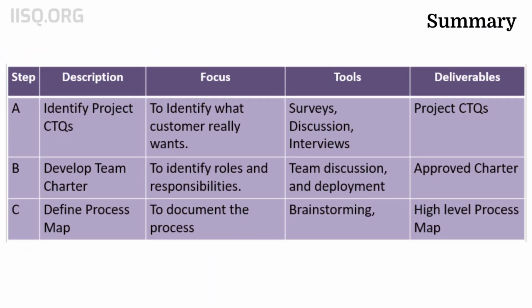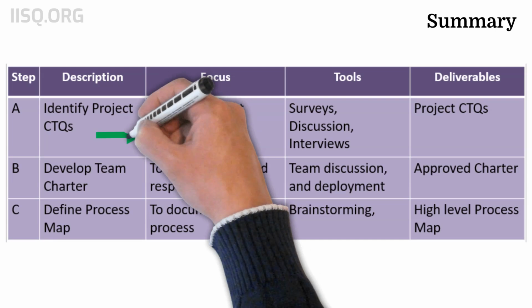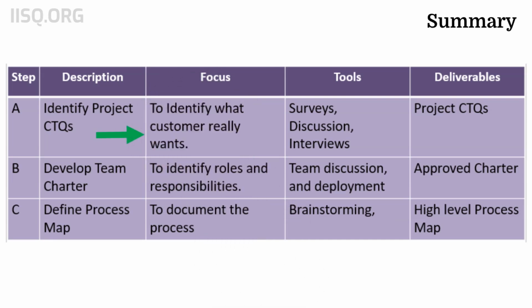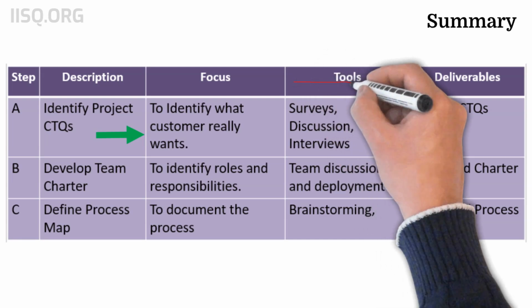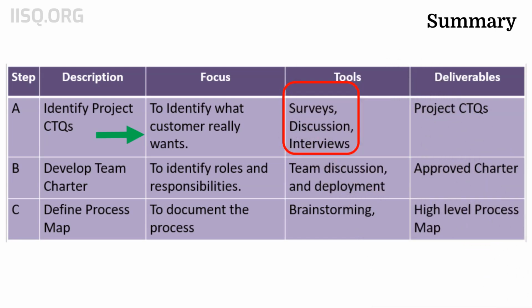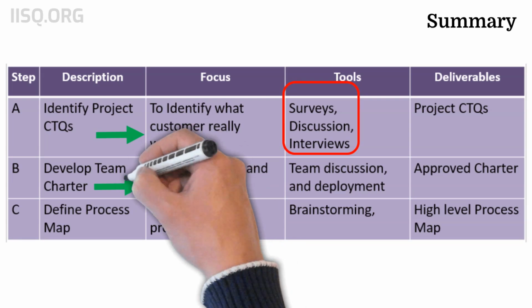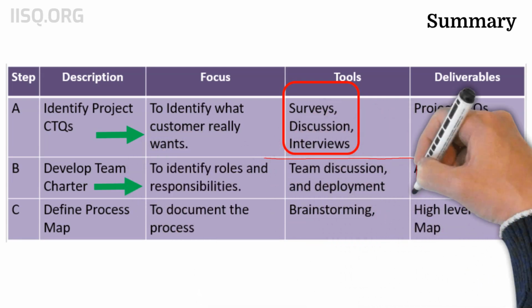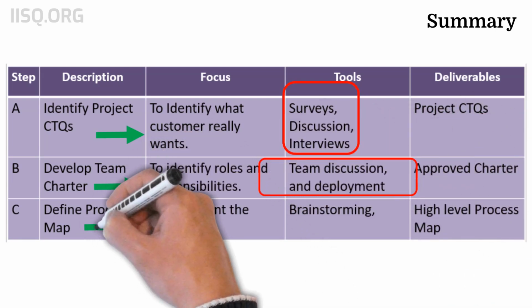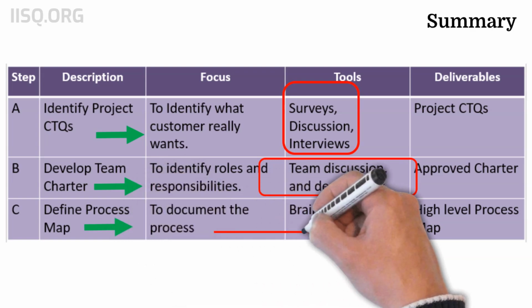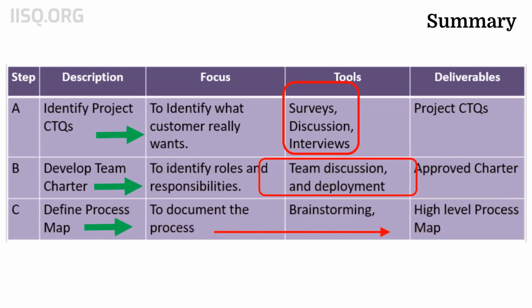To summarize, while identifying the project CTQs, the focus is to identify what the customer really wants. Here customer surveys, group discussions and focus group interviews will be crucial. While developing the project charter, identifying the roles and responsibilities will be crucial. And while defining the process map, minute documentation and brainstorming in team will be crucial.